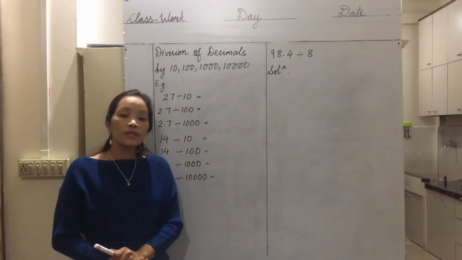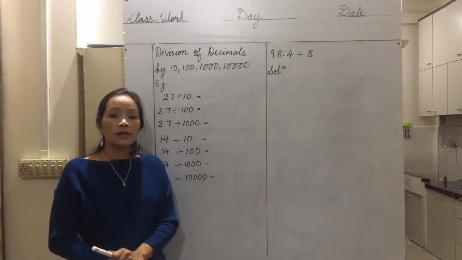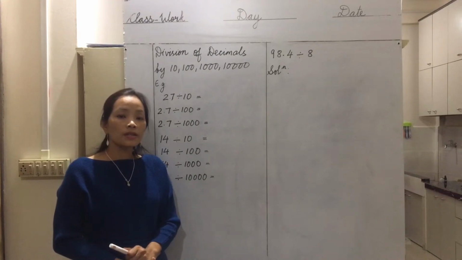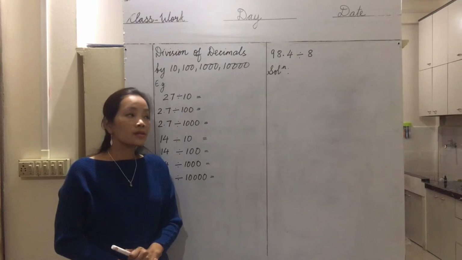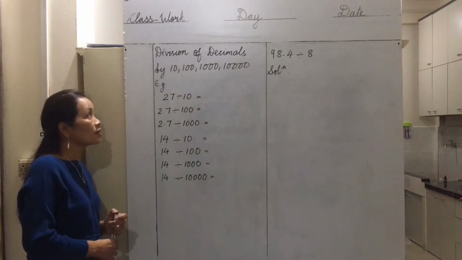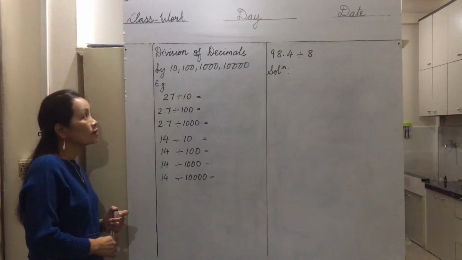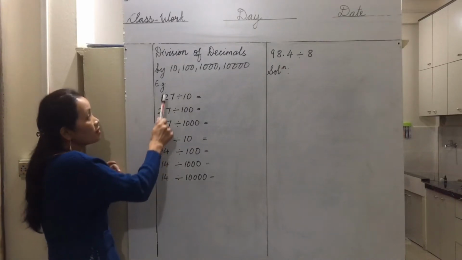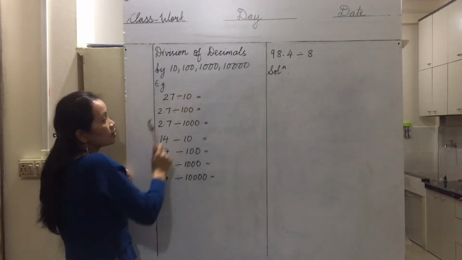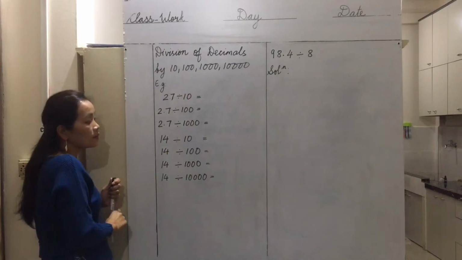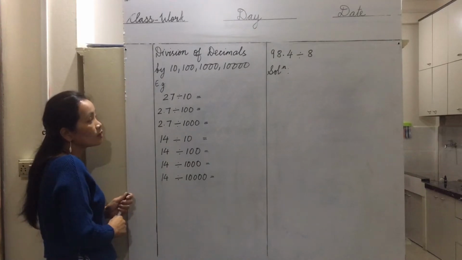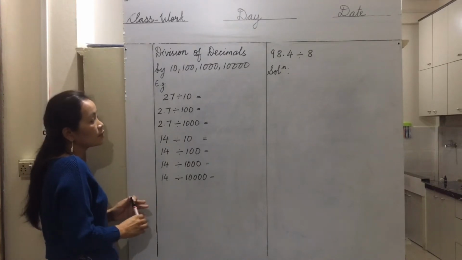Alright, today we will be dealing with division of decimals. Last class we dealt with multiplication of decimals. Just like multiplication, when the divisors are 10, 100, 1000 or 10,000, there is a shortcut method of dividing them. We do not need to go for actual division.